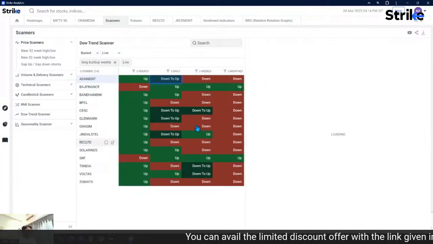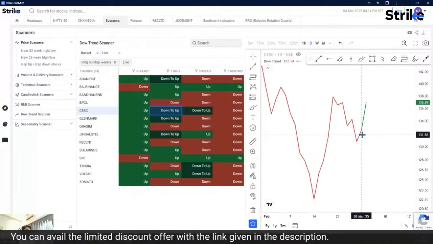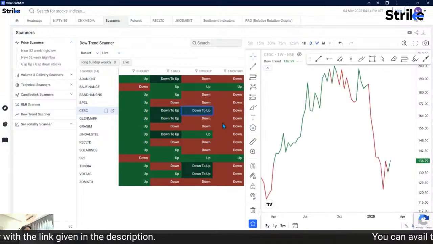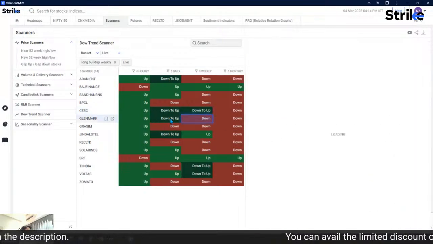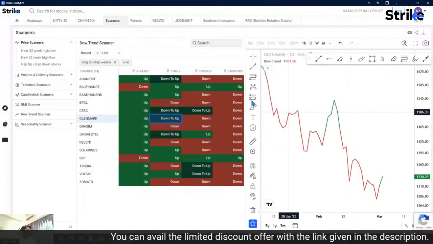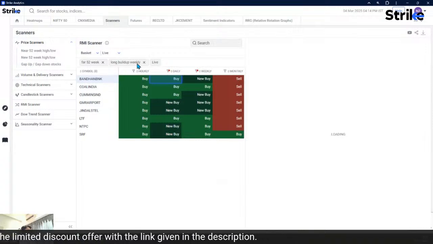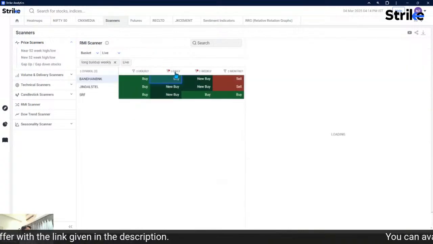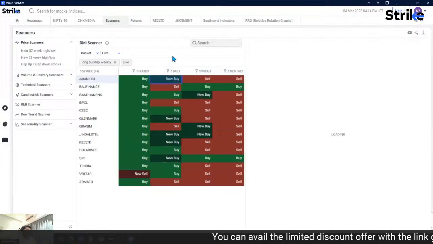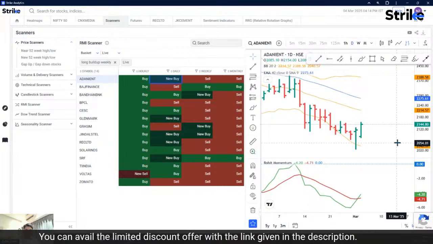Over here you will get CESC, the trend has changed on the daily chart from down to up. So you can focus on these stocks. On the weekly as well, it's going up. Glenmark, Jindal Steel. And similarly you can also put up something like this over here, long build up weekly, and you can have a look at which are the buys and new sells and all these stuff in one screen like this.